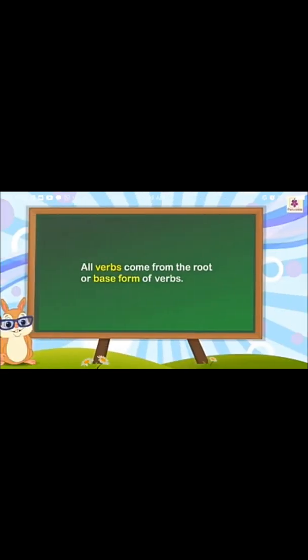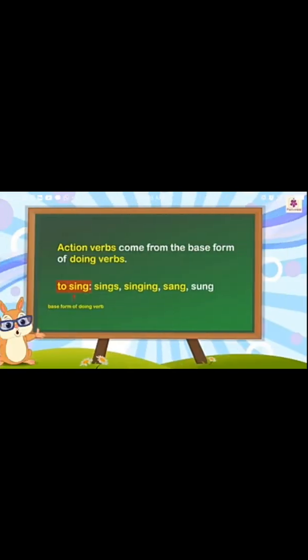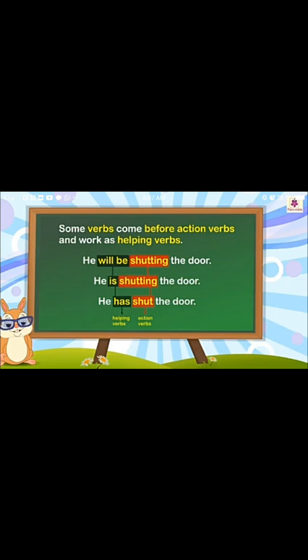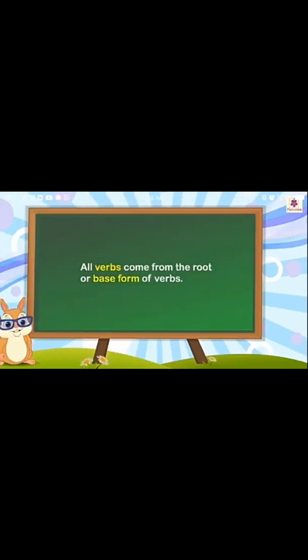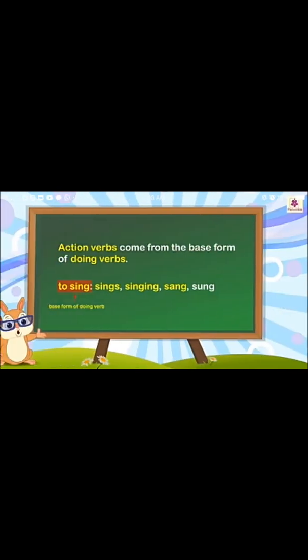All verbs come from the root or base form of verbs. Let us understand it. Action verbs come from the base form of doing verbs. Action verbs, like you read in the previous sentence, shut. These come from the base form of verbs, for example, we are taking the word sing. So the base form is to sing. And further action verbs that come out from this base form are sings, singing, sang, sung.